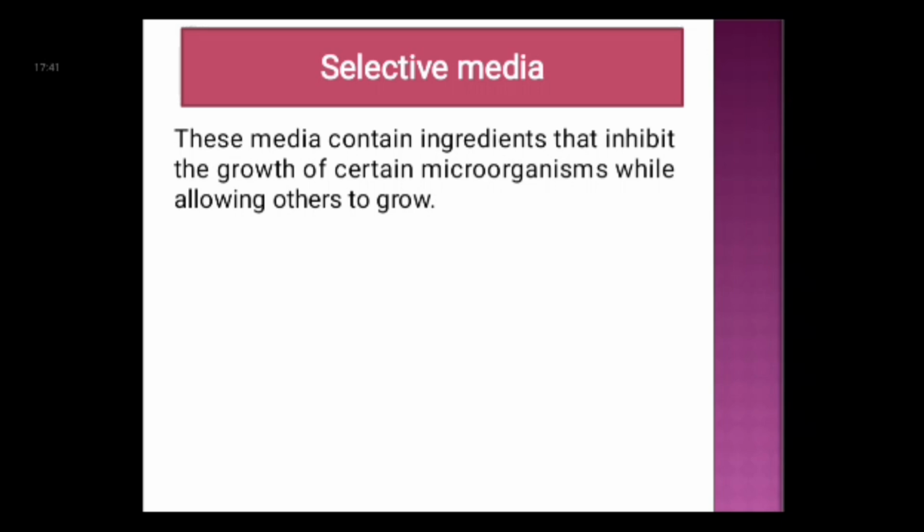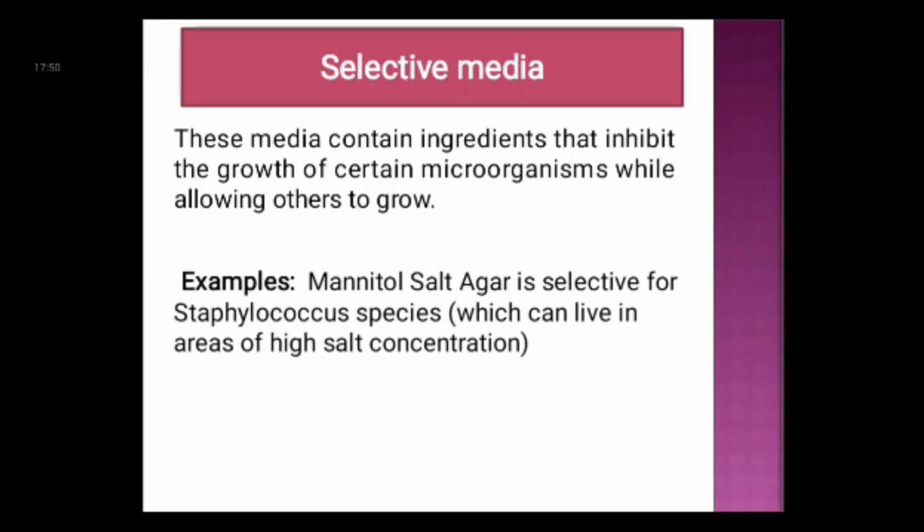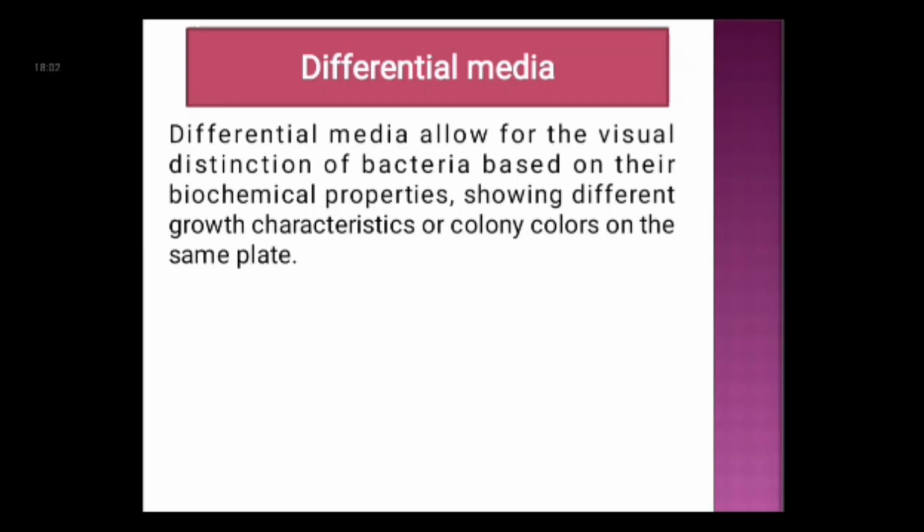Next one is selective media. These media contain ingredients that inhibit the growth of certain microorganisms while allowing others to grow. Examples include mannitol salt agar, which is selective for Staphylococcus species, which can live in areas of high salt concentration. Next is differential media. Differential media allow for the visual distinction of bacteria based on their biochemical properties, showing different growth characteristics or colony colors on the same plate.